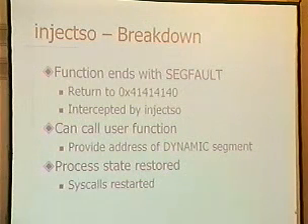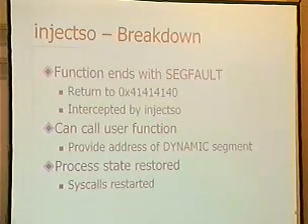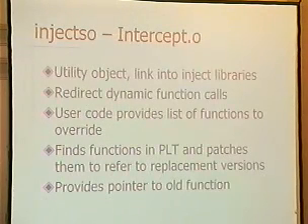So the DL open happens, the function ends with a seg fault, which is when it tries to return to the invalid address. That's intercepted by Injector Ssh. Then Injector Ssh can go on to call a particular function which is specified by the user, providing it the address of the dynamic segment if it wants it. And then once it's done all that, it restores the state of the process, restarting any syscalls which it was in the middle of at the time, and the process continues on running as normal. So the process is stopped for a second, loads the library, and then continues on exactly as it was before.